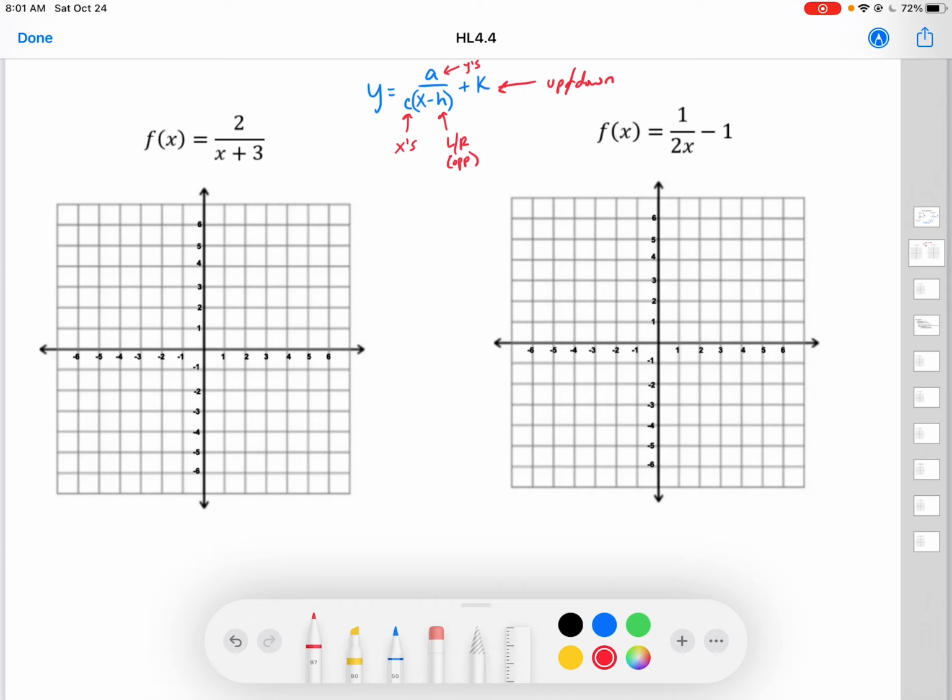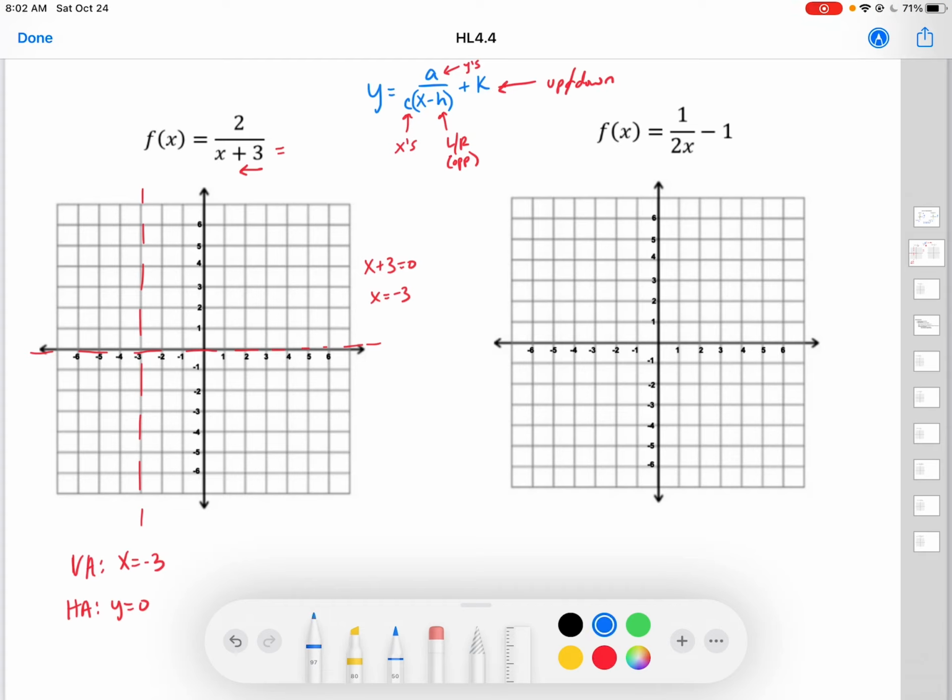So it should make sense that we're going to go left 3, for instance, because if we set this denominator equal to 0, we'd get x equals negative 3. So I know that I have a vertical asymptote at negative 3. The k tells you how far up or down, so that's actually going to tell us our horizontal asymptote, which is just at 0. So vertical asymptote is at x equals negative 3. Horizontal asymptote is still at y equals 0.